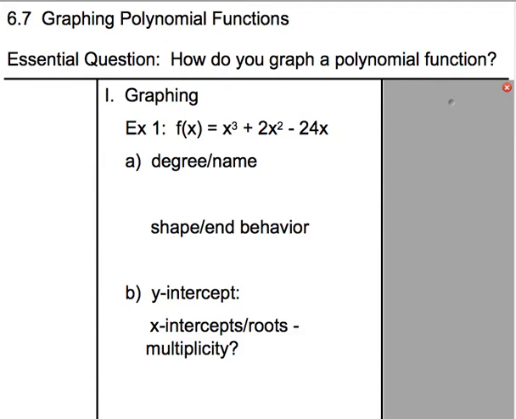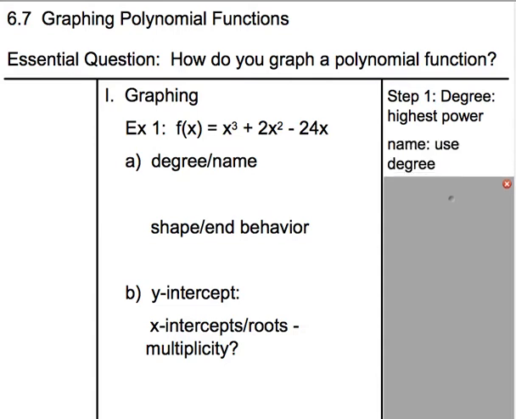So the first function we're going to take a look at graphing is f of x equals x cubed plus 2x squared minus 24x. I've got steps broken down here for each piece that we're going to look at. As a reminder, to find the degree of the function, we look at the highest power, and then the name of the function is based off of the degree. The highest power is 3, which means it is cubic.